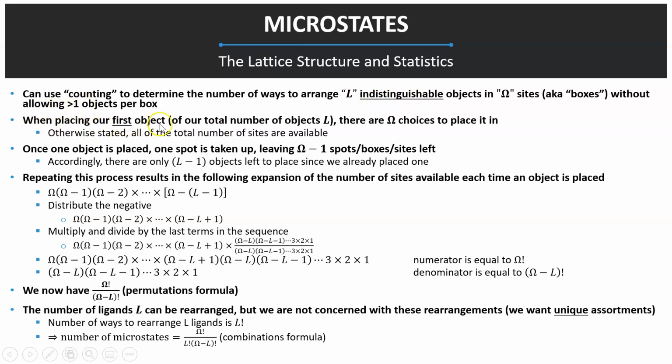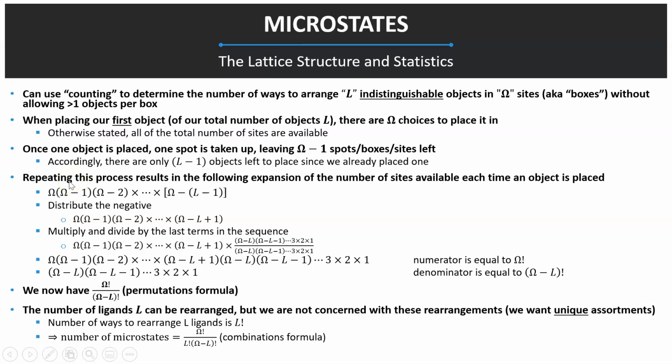When placing the first ligand, all of the sites are available or open. This means that if our total number of sites is equal to some number given by omega, we have omega choices to place the first ligand. Once the first ligand is placed, we now have one less spot available. This means that we have omega minus 1 spots left to place the remaining ligands. Of course, since one ligand has been placed, we now only need to place L minus 1 ligands. If we were to repeat this process, we end up with one less available spot each time we place a ligand.